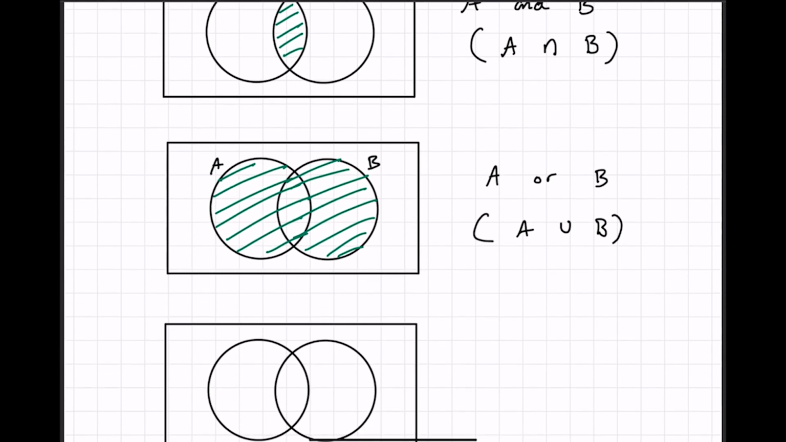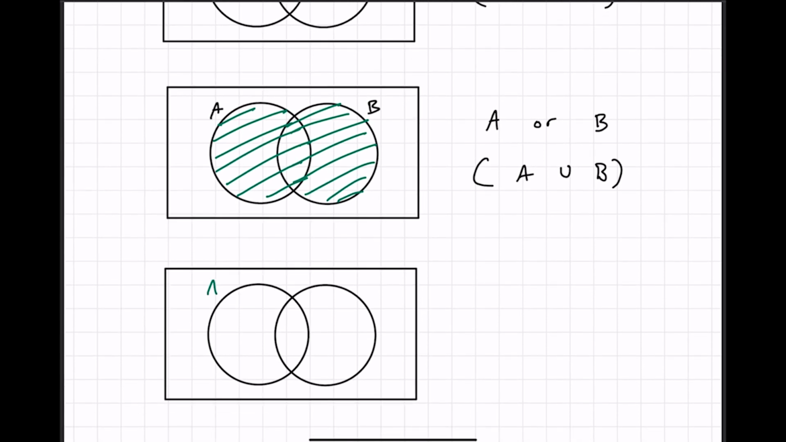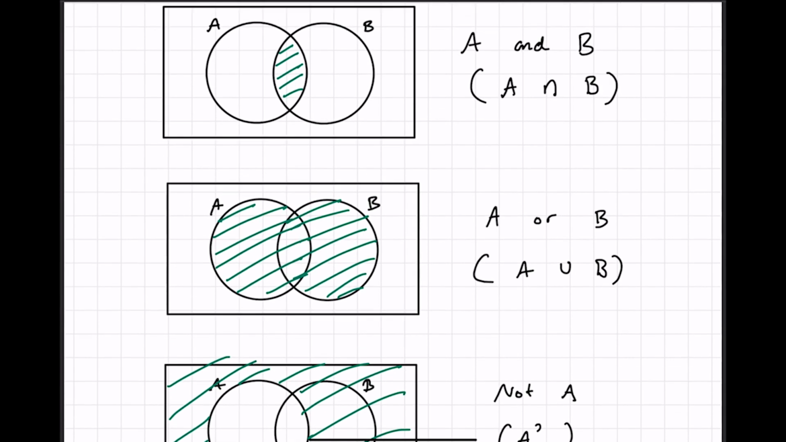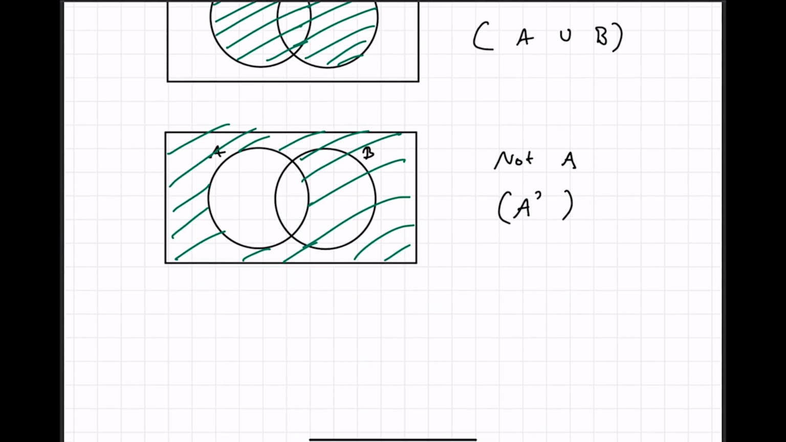And then there's a final one which you need to know, which is the event not A, and that's how we show it in probability. So not A means basically everything which is not inside A, and that also includes this part outside, because it is not in A either. So these are three parts you need to be familiar with: A and B, A or B, and not A.